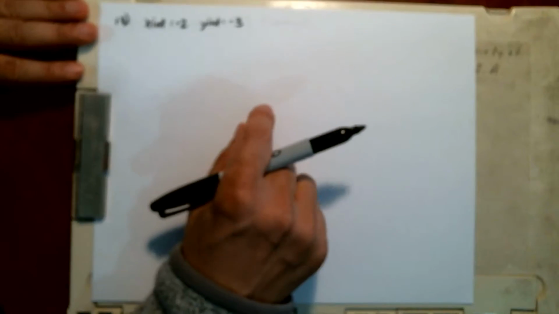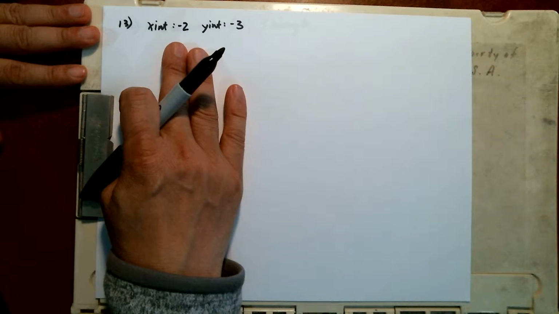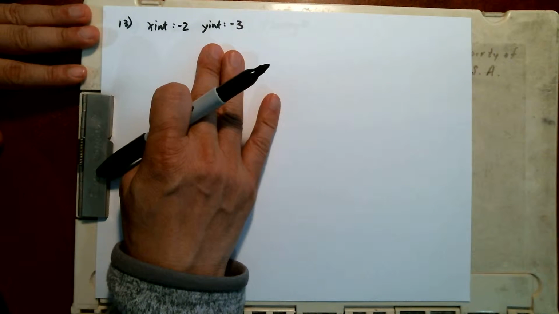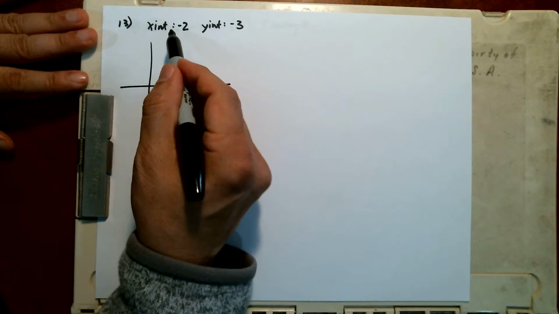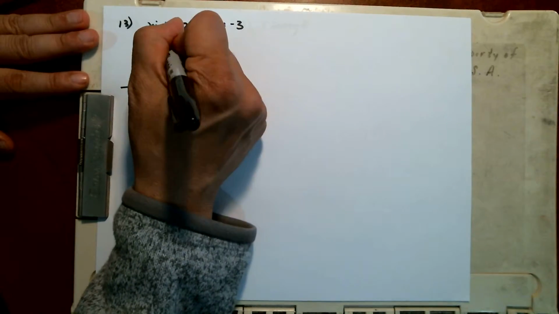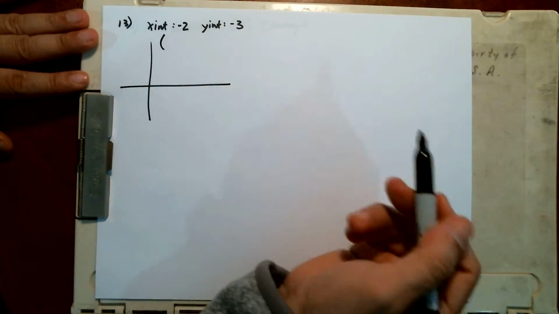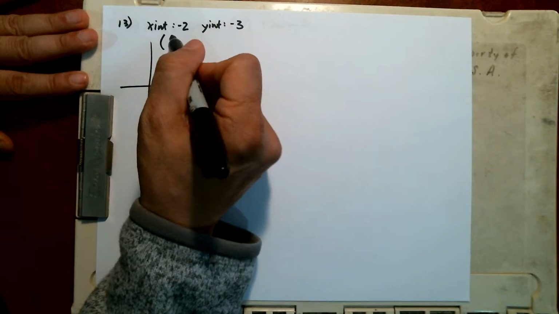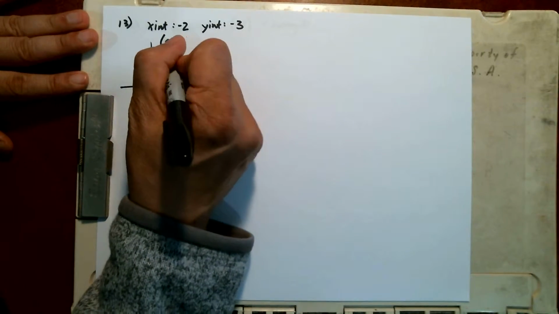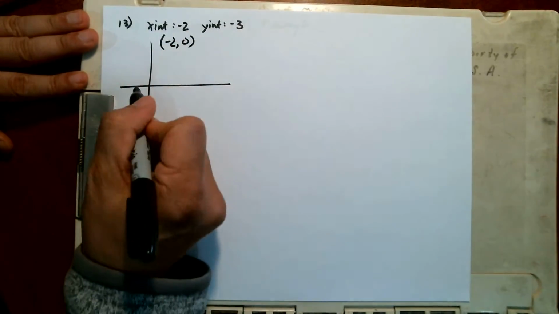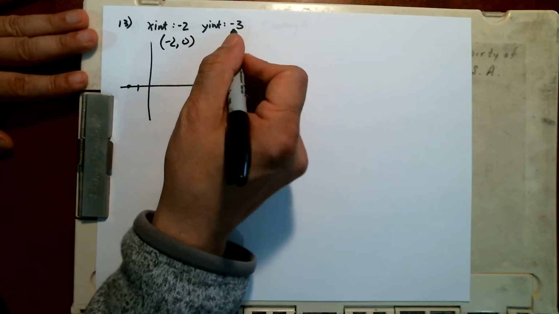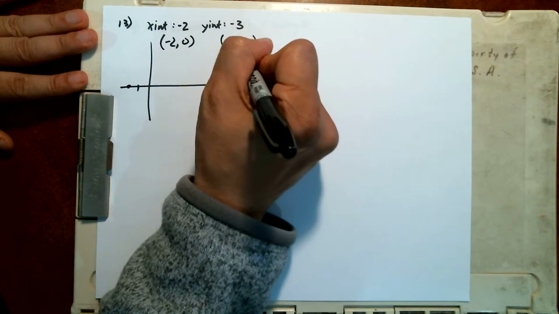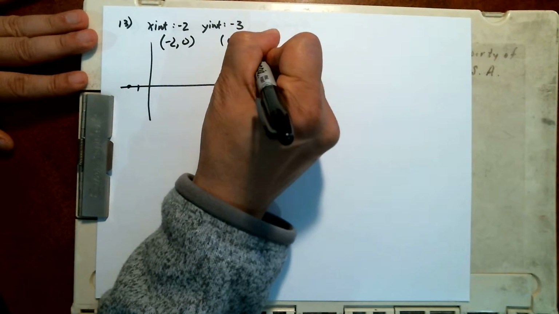X-intercepts and y-intercepts. When they give you problems like this where they give you the intercepts and you want to kind of draw it out, just kind of see what it looks like. Negative 2, that means this is going to be a coordinate. Don't forget to change to a coordinate first and think about it. It's negative 2 comma 0. There it is right there, negative 2 comma 0.